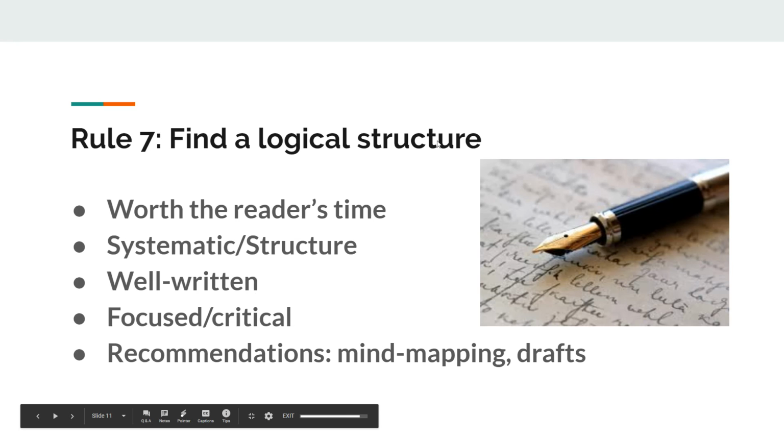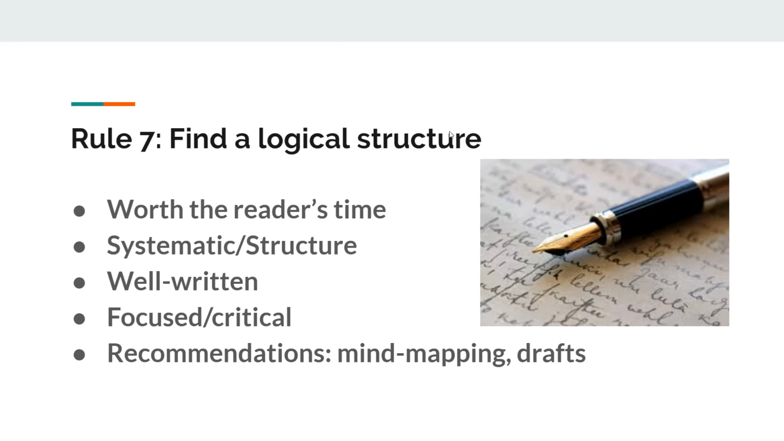So for rule 7, finding a logical structure. When you're writing this, you want it to be worth the reader's time, which I am sure all of yours will be great. That should be systematic and structured, so you should have it well flowing. The topics should lead into each other. For example, if you have one section that is the background of wide-band gap, you wouldn't have the next section be the future research of wide-band gap. You would have something in between that's talking about the current research or some relevant topics, and future research would be towards the end of the paper. So having some kind of common sense component to it of how it flows.